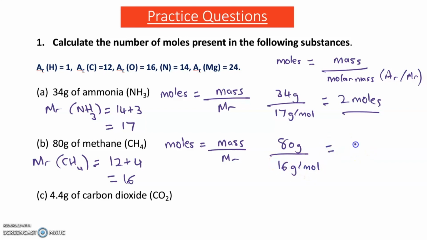So to work out the moles, I just do mass over the molar mass, and the molar mass is equal to the MR value. So it's 80 divided by 16 grams per mole, which is equal to 5 moles.